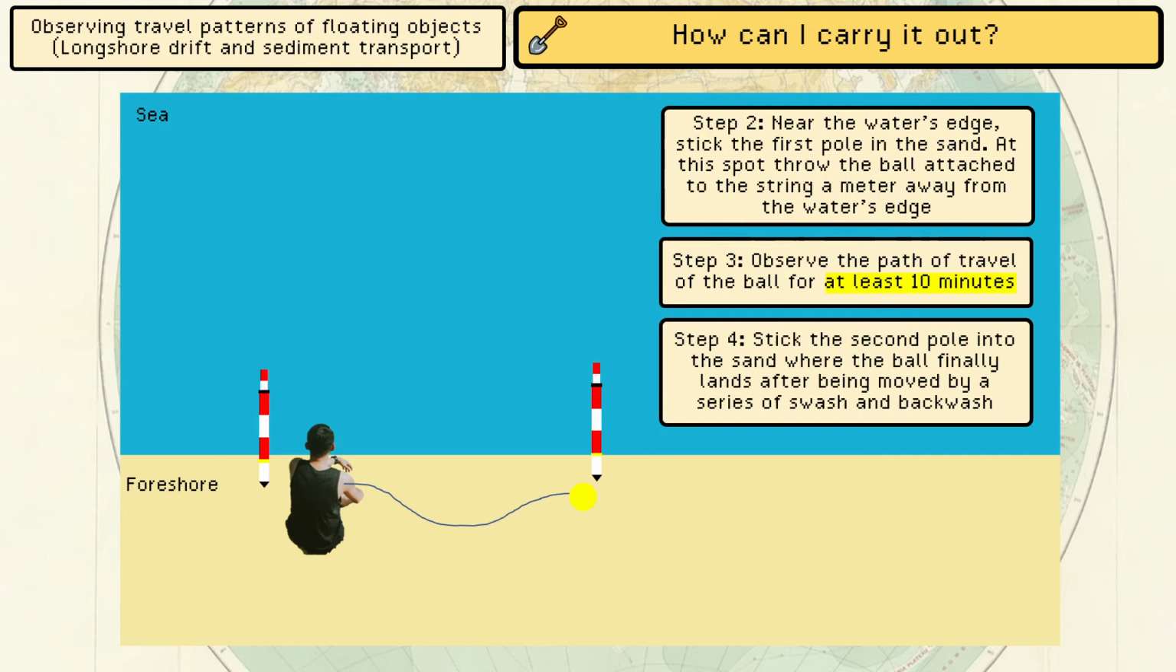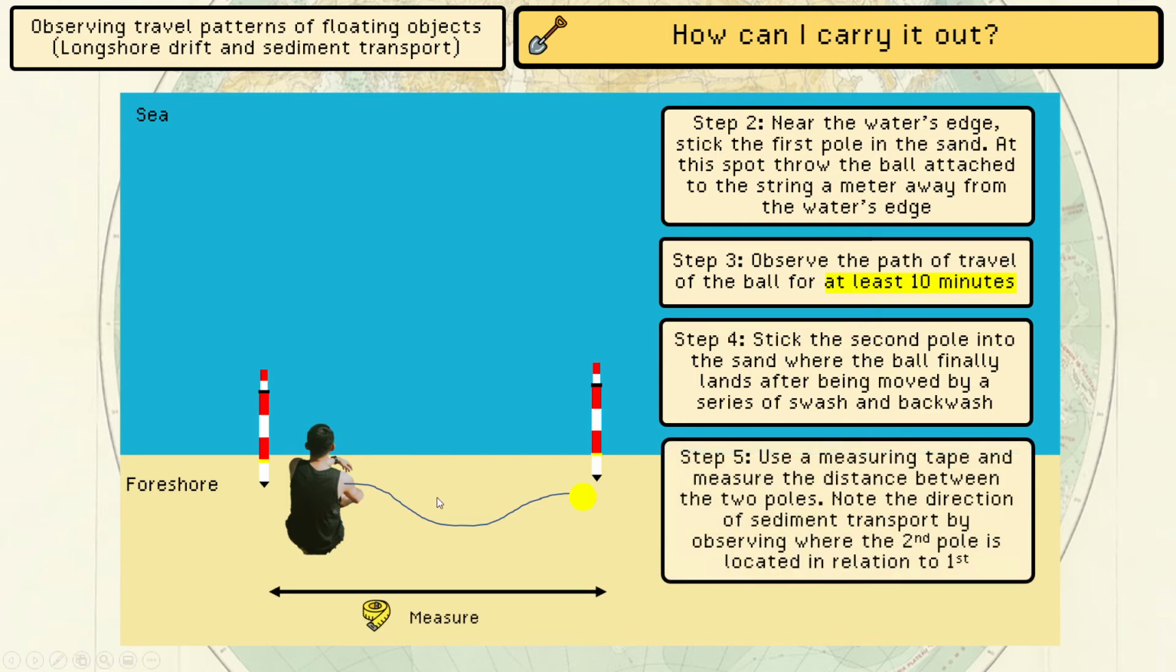Alright, so after you've waited 10 minutes and you've observed, and you see that the ball has finally gone somewhere, track down where it goes after 10 minutes. Wherever it is being washed to, or wherever it is, for example, already on the beach, what you need to do is stick the second pole. So the first pole is to record where it started. The second pole is to record where it actually ended up after 10 minutes, after being moved by the series of swash and backwash. And then after that, use a measuring tape and measure the distance between the 2 poles.